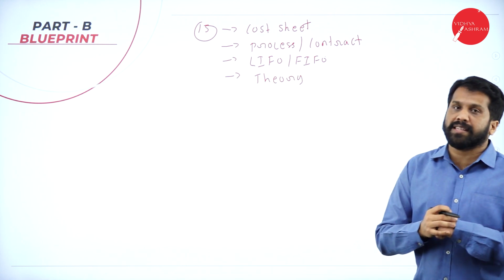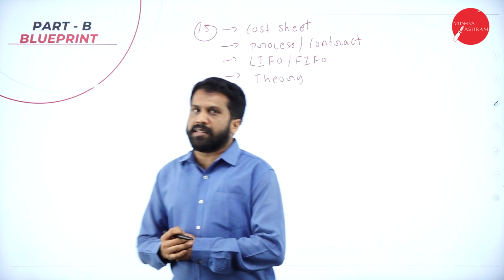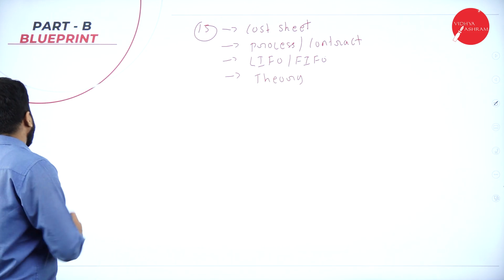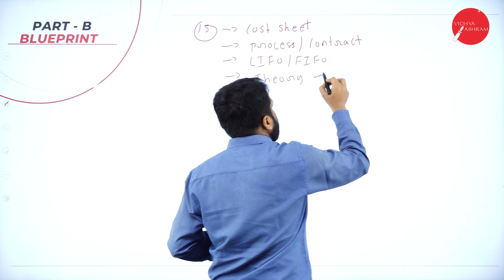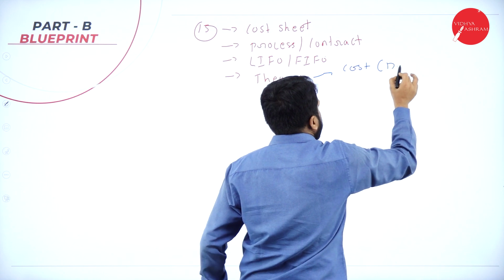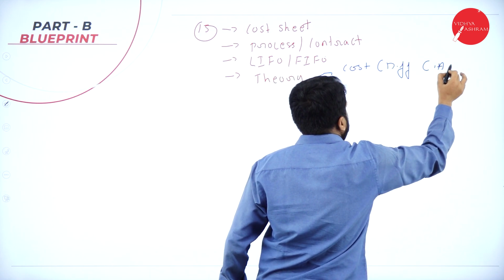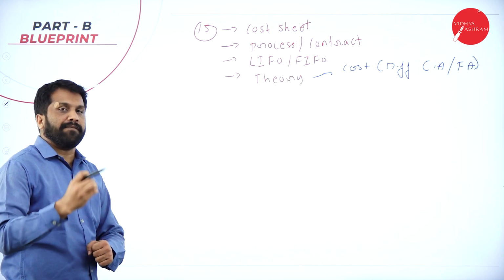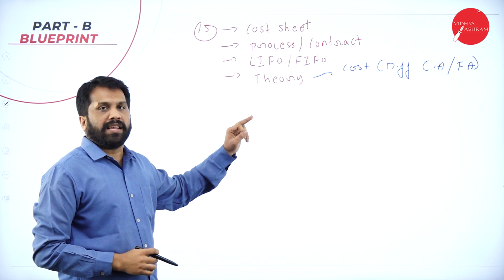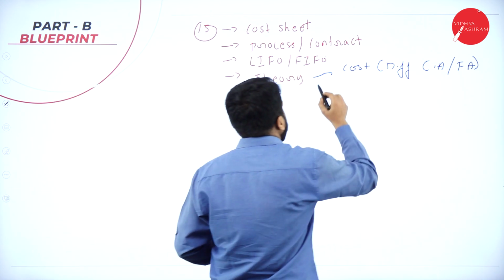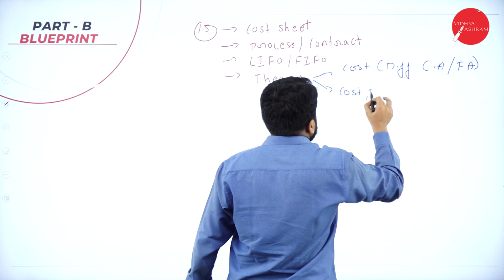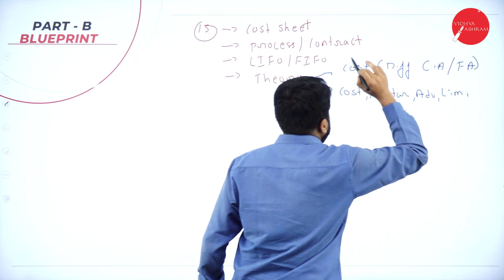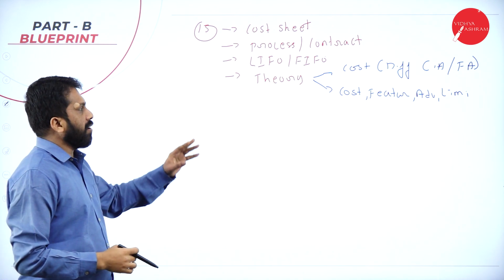What is the last one? Theory. In the theory, there are 2 questions for 15 marks. One you can expect is about cost sheet and the difference between cost accounting and financial accounting. And one more will be what is cost sheet, features, advantages and limitations. That is what you can expect in your examination.